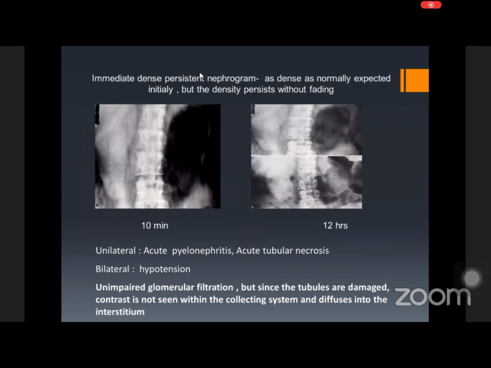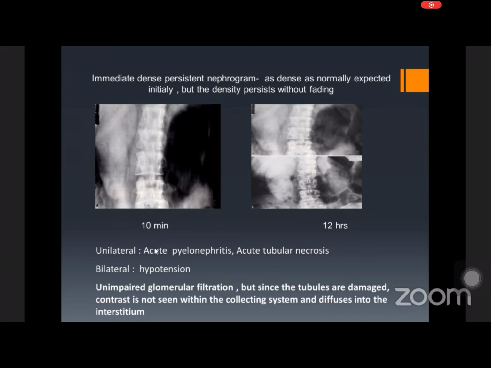So immediate dense persistent nephrogram, as the name suggests, the nephrogram is initially dense on a 10-minute image, and in a series of images repeated at 6 hours and 12 hours, the density persists without fading. So there's no decrease in density of the nephrogram. Normally the nephrogram should decrease in density as the contrast is getting excreted into the collecting system.